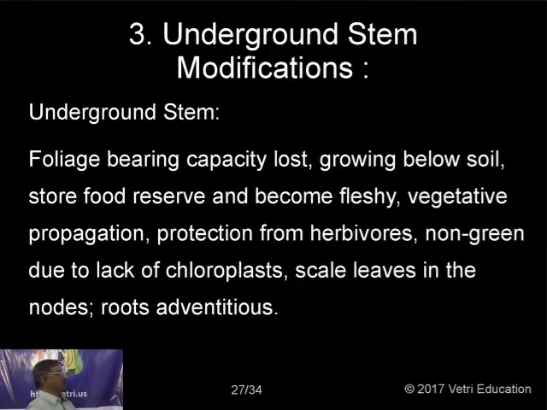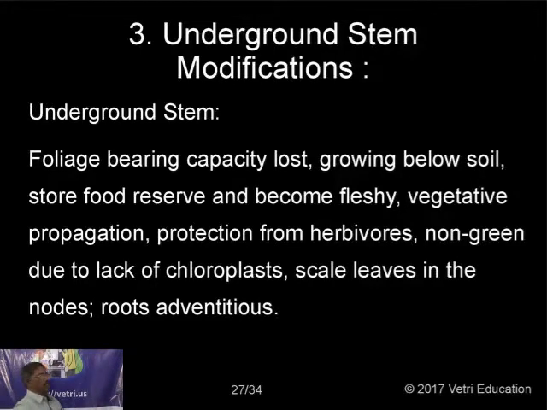In underground modifications, the foliage-bearing capacity is lost, there are no leaves, they grow below the soil, store food material, become fleshy, are used for vegetative propagation, and protect from herbivores. They are non-green due to lack of chloroplast, and they have scale leaves, nodes and internodes, and adventitious roots. So these are the characteristics of underground stems.